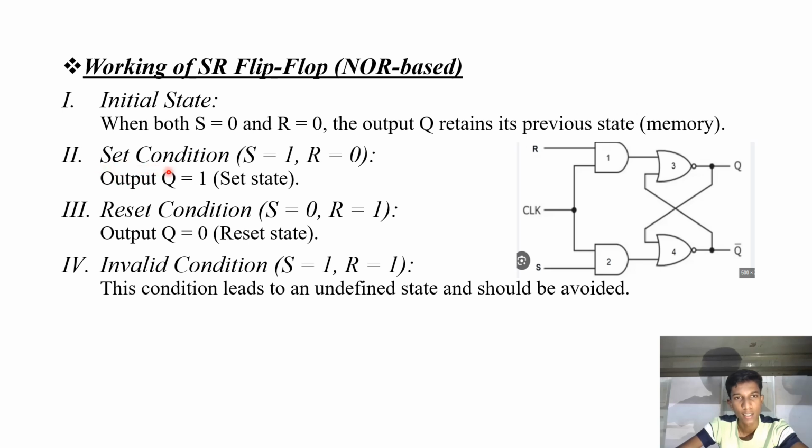The second condition is the set condition. If S is equal to 1 and R is equal to 0, the output will be 1. It is called the set state, and Q bar will be the complement of Q. The third condition is S is equal to 0 and R is equal to 1. The output Q will be 0. It is called the reset state, and Q bar is 1. In the last condition, S is equal to 1 and R is equal to 1. It is an invalid condition, so we avoid this condition.